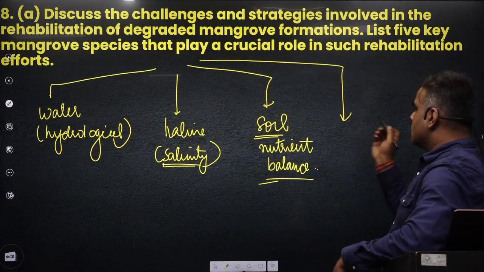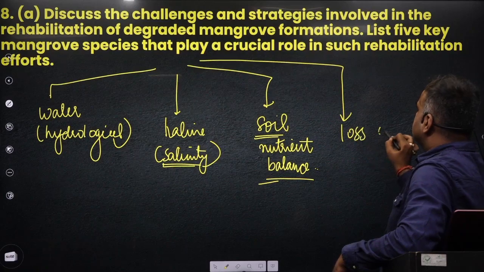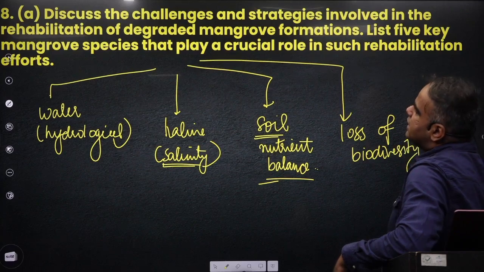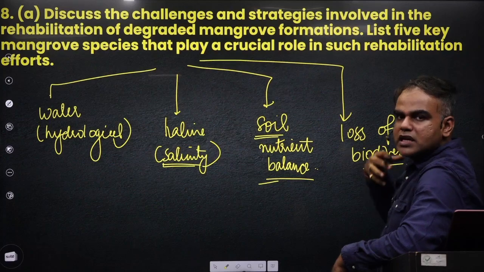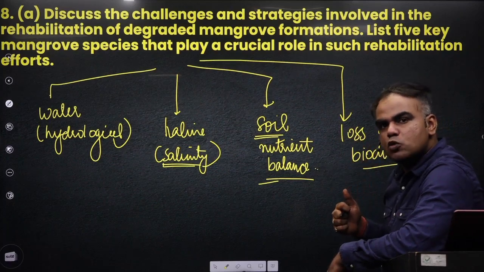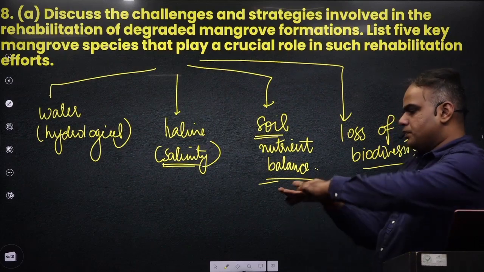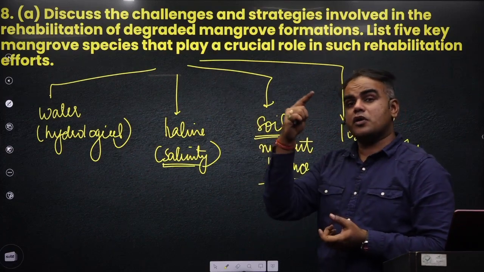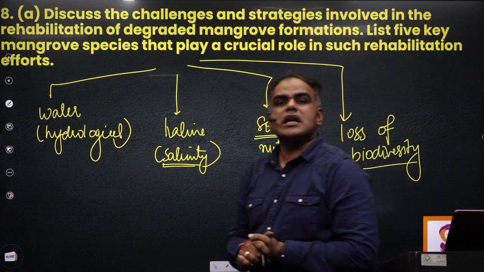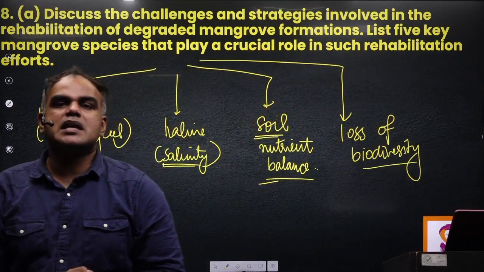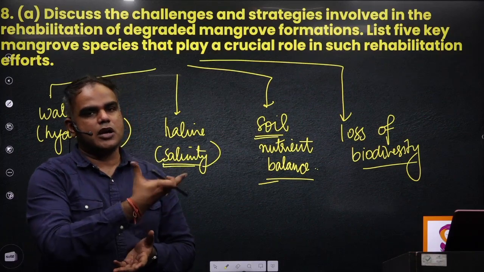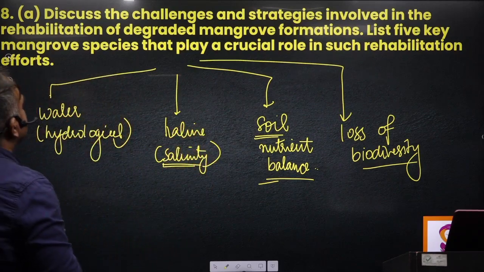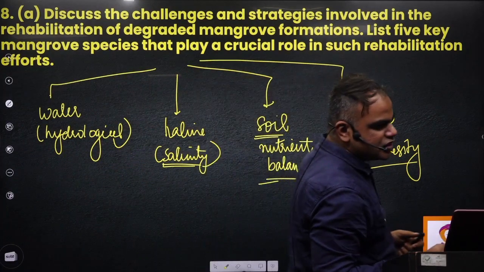Another challenge is the loss of biodiversity in these regions, because these regions are already degraded. When you go to these areas, it is very difficult to execute these parts. The water levels may not be appropriate for rehabilitation. That is why we go for raised bed or canal plantations in different parts of India, for example Odisha, West Bengal, or parts of Tamil Nadu such as Pichavaram. That is why we go for specific techniques. So far, we've gone through the challenges.